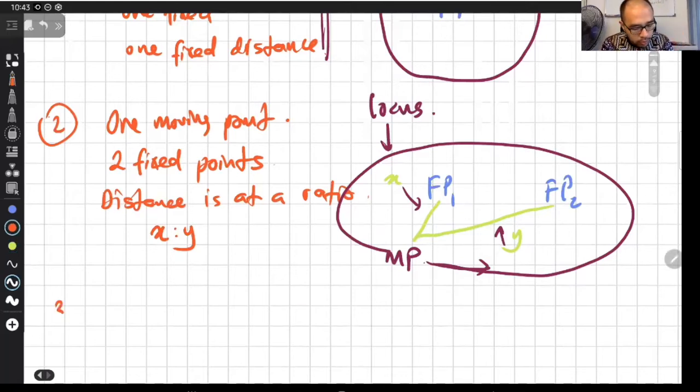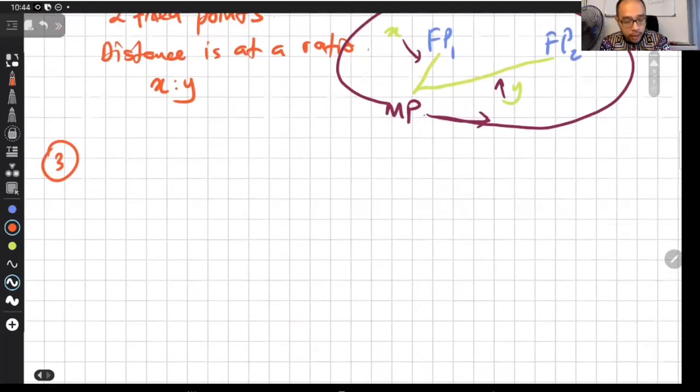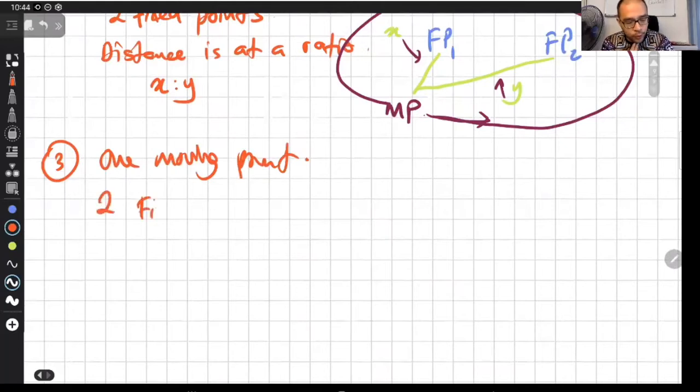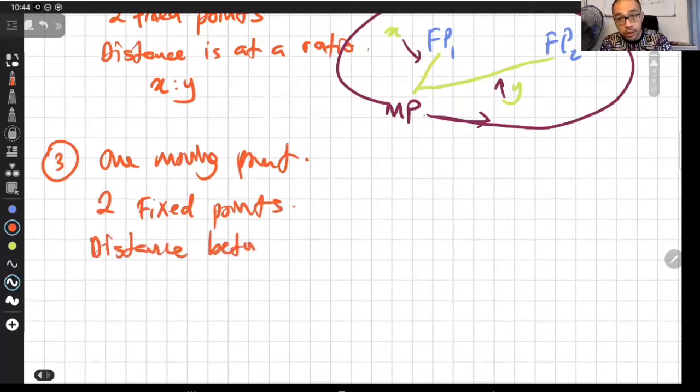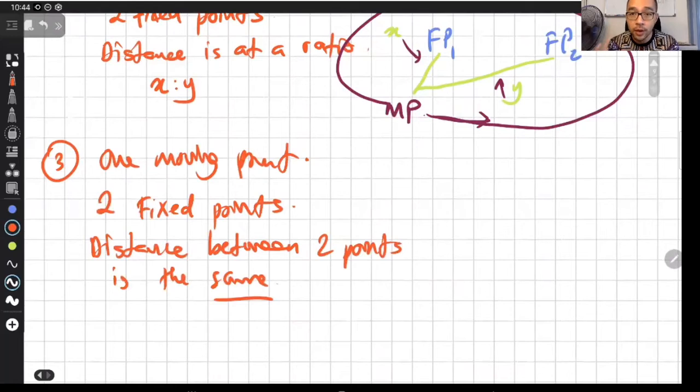Now the third one is probably the easiest of the lot. The third one is one moving point again, because locus is a moving point, and two fixed points, but the distance between the two points is the same. There is no ratio. The distance is the same. So let's consider this fixed point: fixed point one, fixed point two. Then you have the moving point.